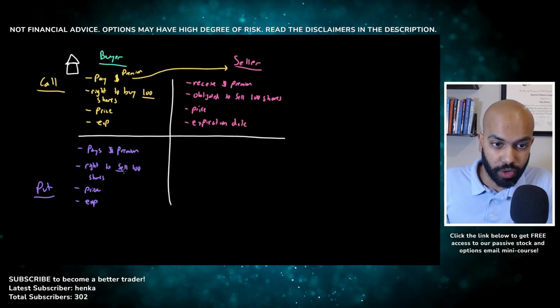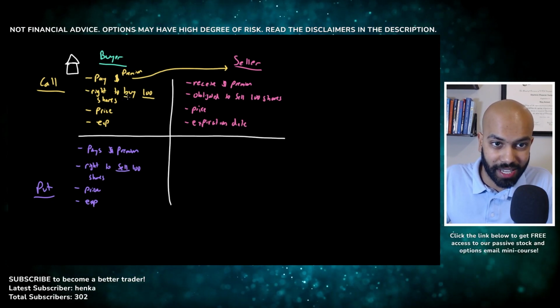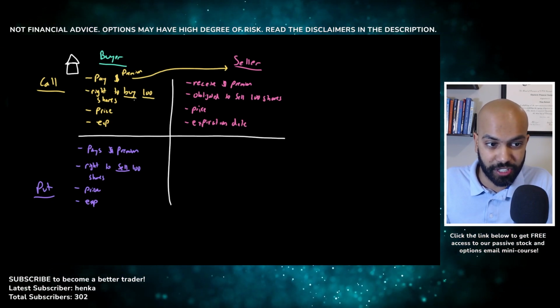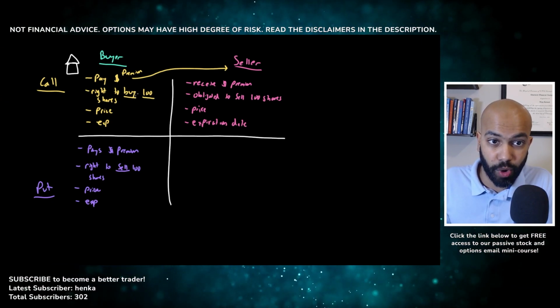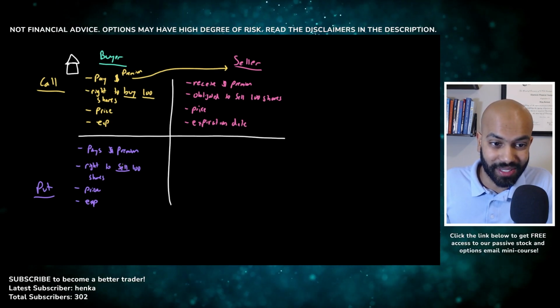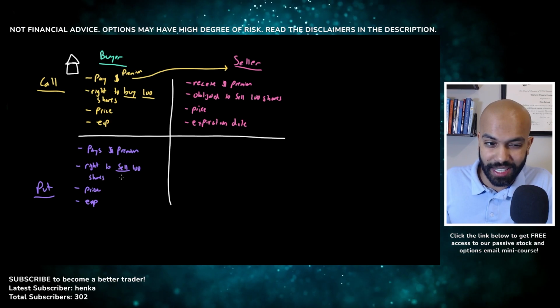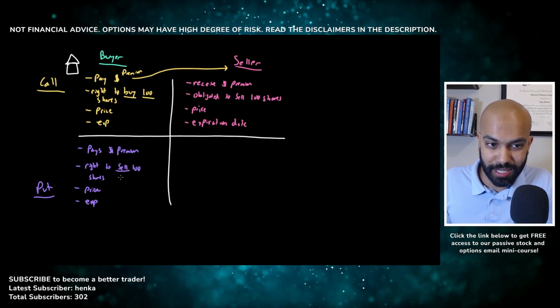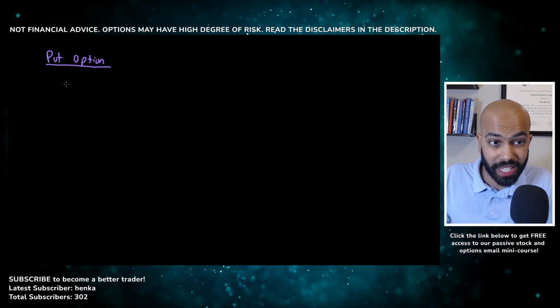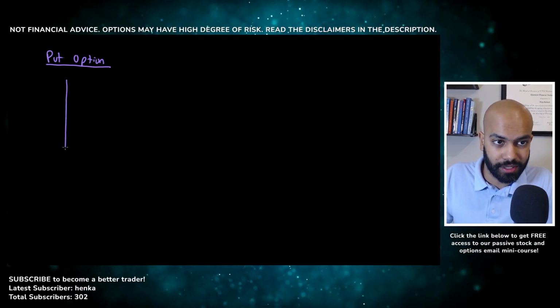So this word right here, sell versus buy, is the word that changes everything between the call option versus the put option. The call option gives you the right to buy the house. The put option gives you the right to sell 100 shares. And we're going to look at a different example, not a house, because it will make a lot more sense using a different type of example. So here, remember, the put option gives you the right to sell a stock.